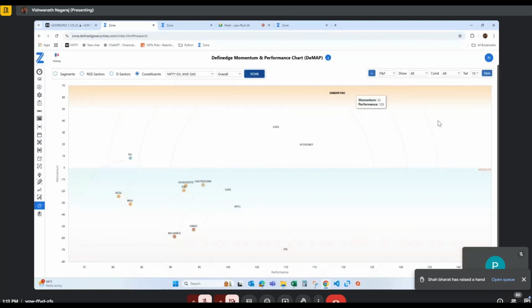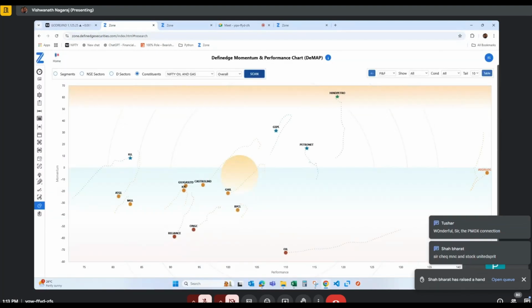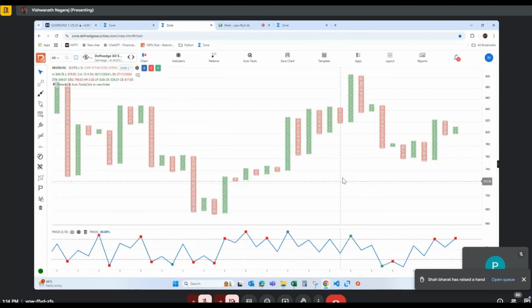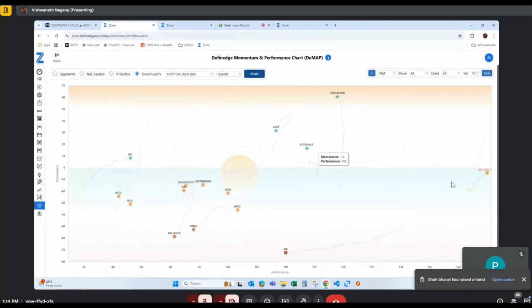Let's see oil and gas. You should get some red ones. Nothing. This is also Aegis log. AEGISLOG. See, without looking at charts, you will know, okay, boss, this is heated up. This is now in overbought territory on PMOX. Be careful. And if your stop loss is acceptable, take it and move on. This is the advantage of just looking at this chart.